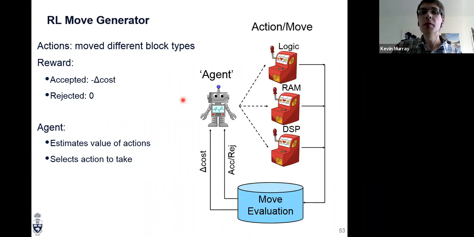In this case, for accepted moves, we use the negative of the cost. So if we decrease the cost of the circuit, the agent gets a positive reward, and 0 otherwise. And so the agent has to take care of 2 things in this framework. It has to have some way of estimating the value of the different actions it can take, given the rewards that it's received. And it has to have some method to pick an action given those value estimates. So let's take a look at those.